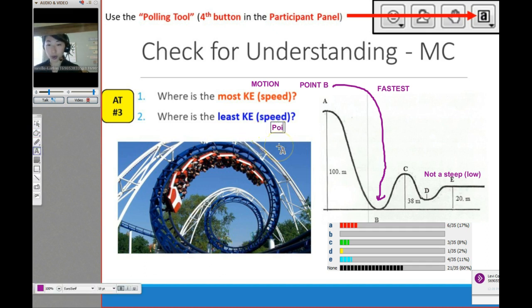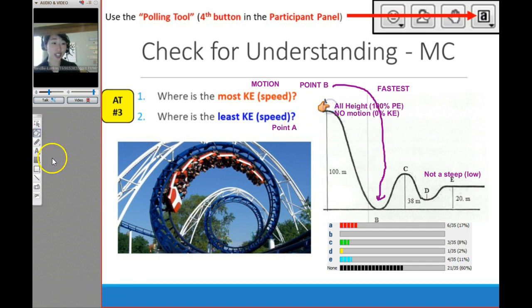So this one is point A, because at point A it's all height, which means 100% potential and no motion. So 0% kinetic. We said at the very top of our tippy toppest hill, we are going to be moving at 0 meters per second. Smiley faces if that makes more sense now.